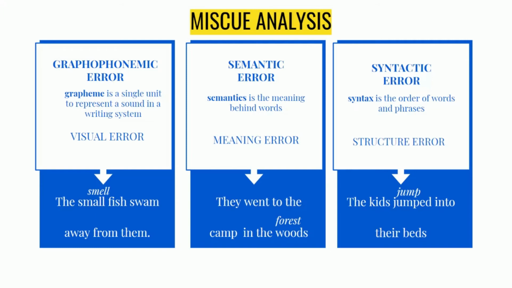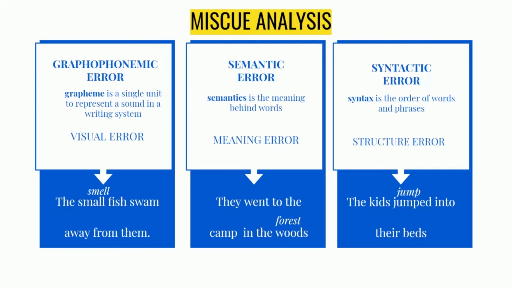So then we have semantic errors. Semantics is the meaning behind words. When you're doing a running record, they might label this as a meaning error. So for example, you provide the student with a sentence that says, they went to the camp in the woods. And instead they said forest instead of wood. So obviously, the student knows what they're reading. It's just they need to focus more on phonics and reading what the passage actually says.